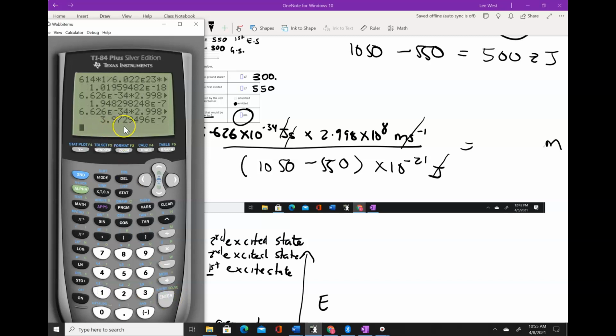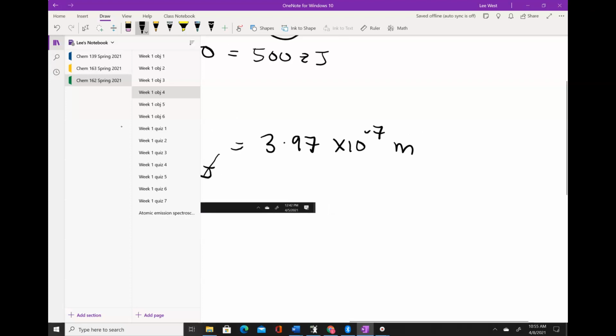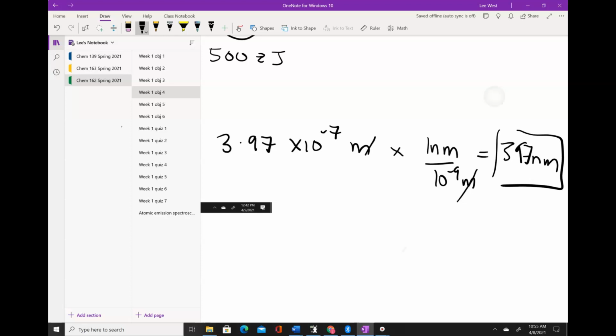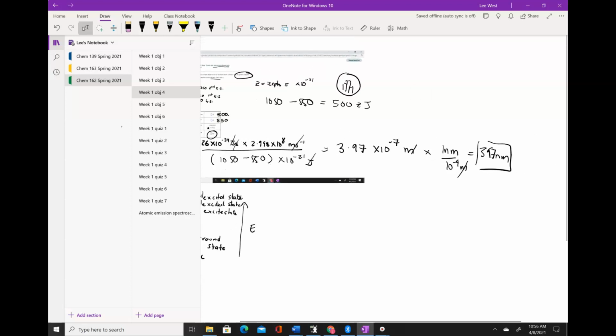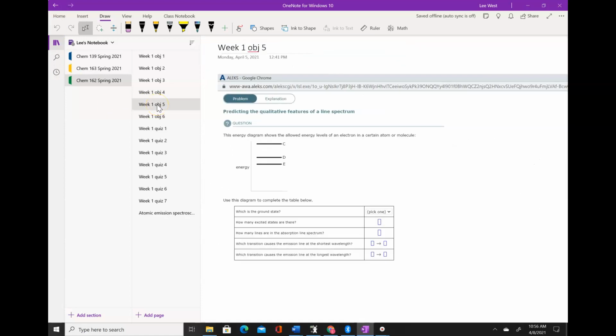And there it is, right? Now we were asked to give it to 3 significant figures, so that's going to be 3.97 by 10 to the minus 7 meters. We'll turn that into nanometers. 1 nanometer is 10 to the minus 9 meters. So it's going to be 397 nanometers to 3 significant figures. And there's no rounding in there or anything weird like that. All right. So not too bad. Not too bad. The last one was a little bit.